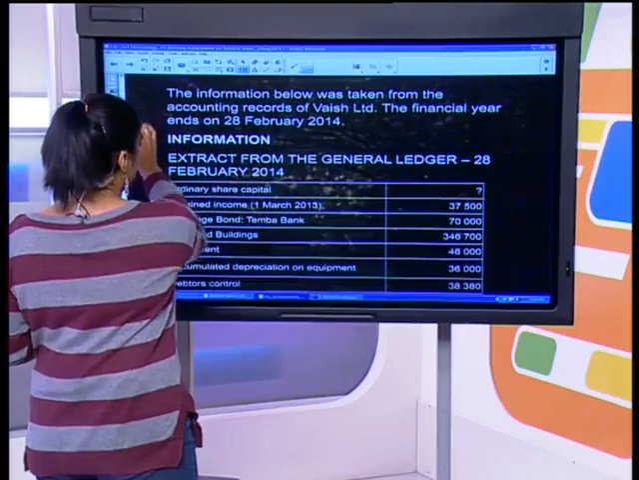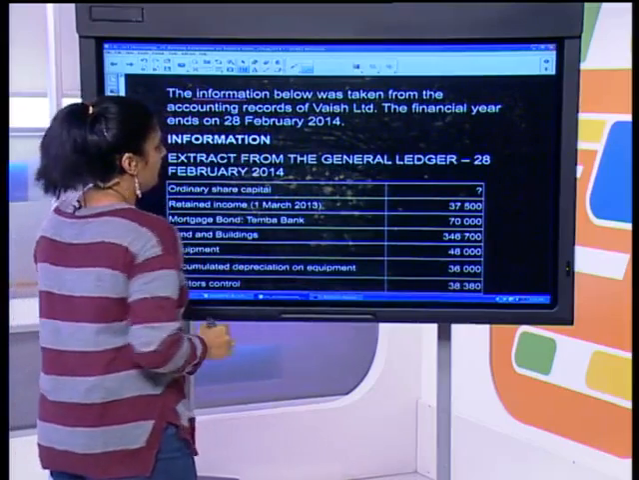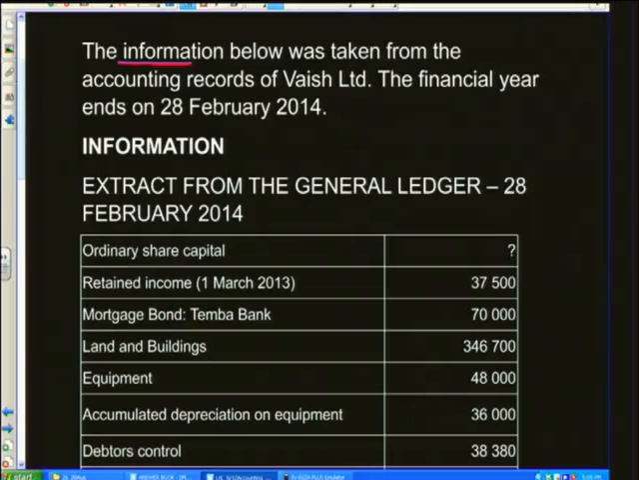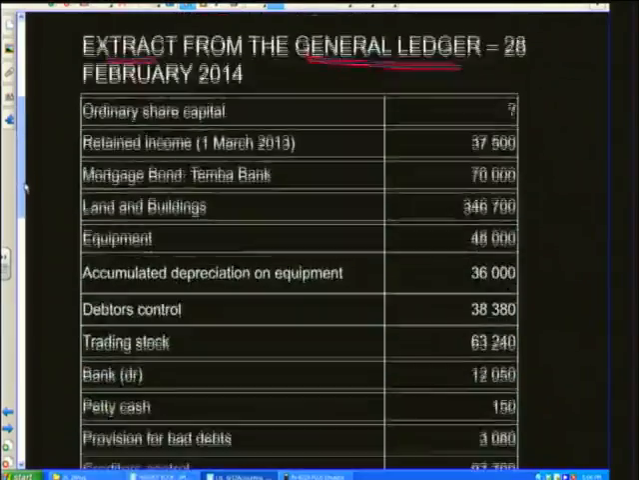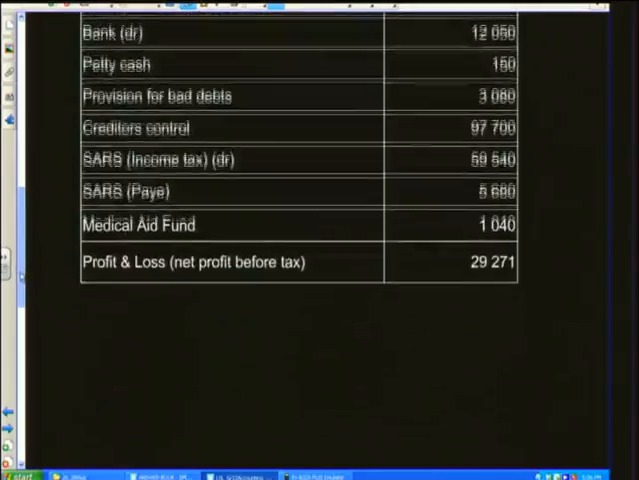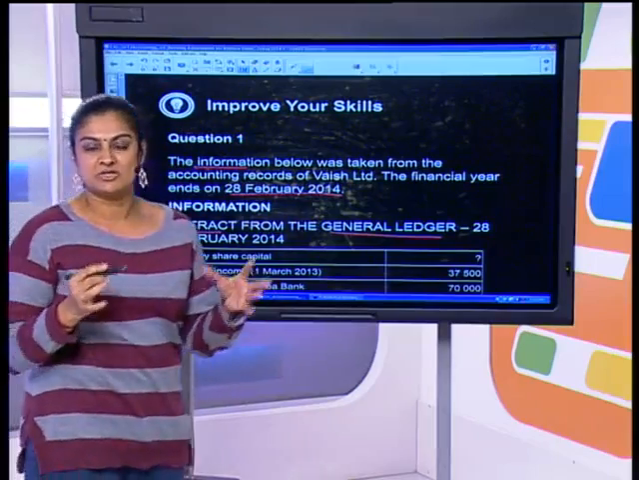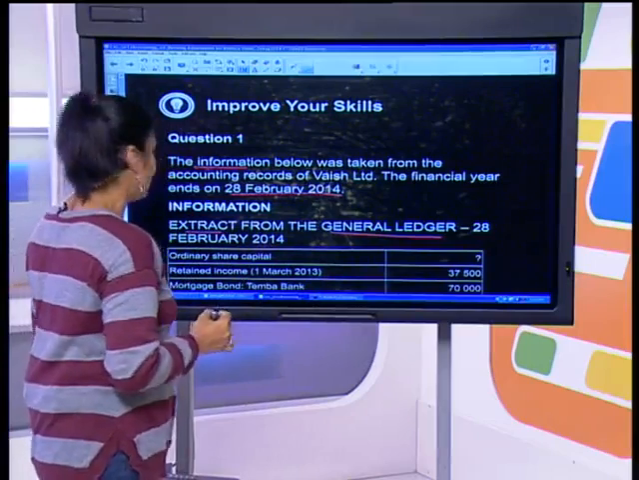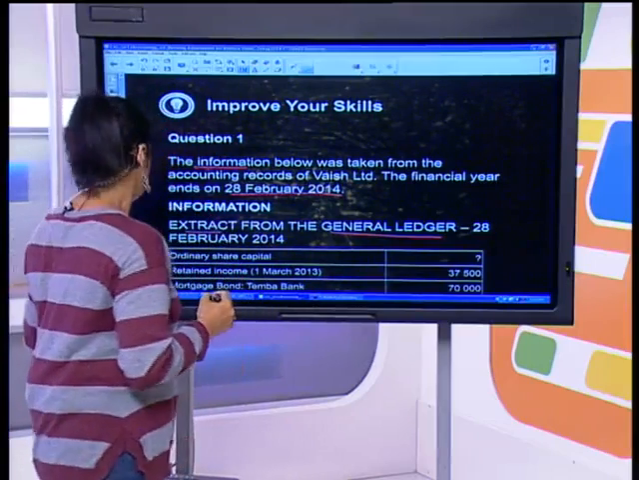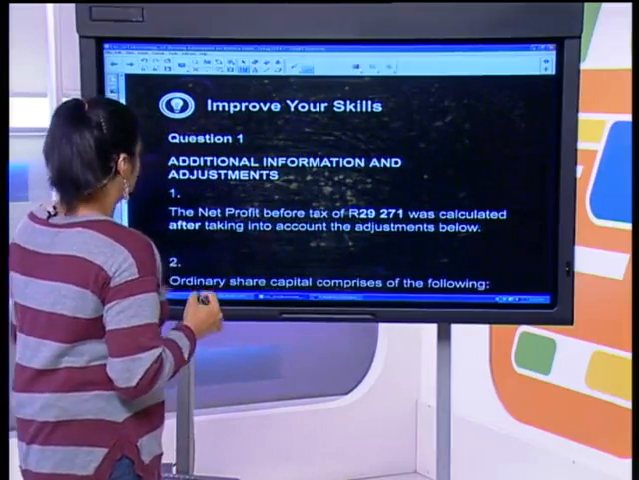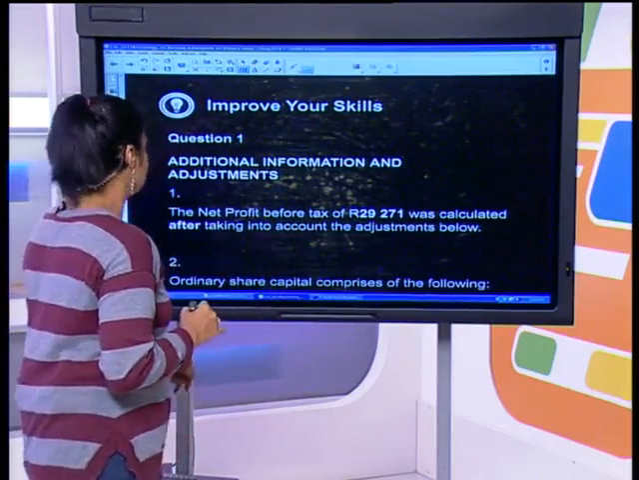Right, so the information below was taken from the accounting records of Vaish Limited. The financial year ends on the 28th of Feb 2014. We are given an extract from the general ledger for the year ended 28th of Feb 2014. So if we scroll down, there's our general ledger extract. I'm not going to focus too much on this extract, but remember, guys, this information is what you take to your balance sheet as your opening balance before you obviously attempt your adjustments. Right, let's get started, and let's now look at our very first adjustment.